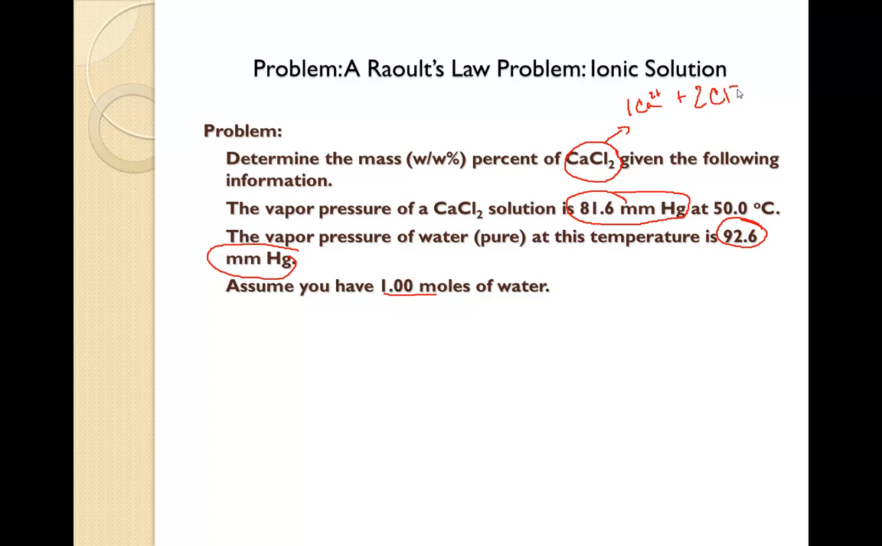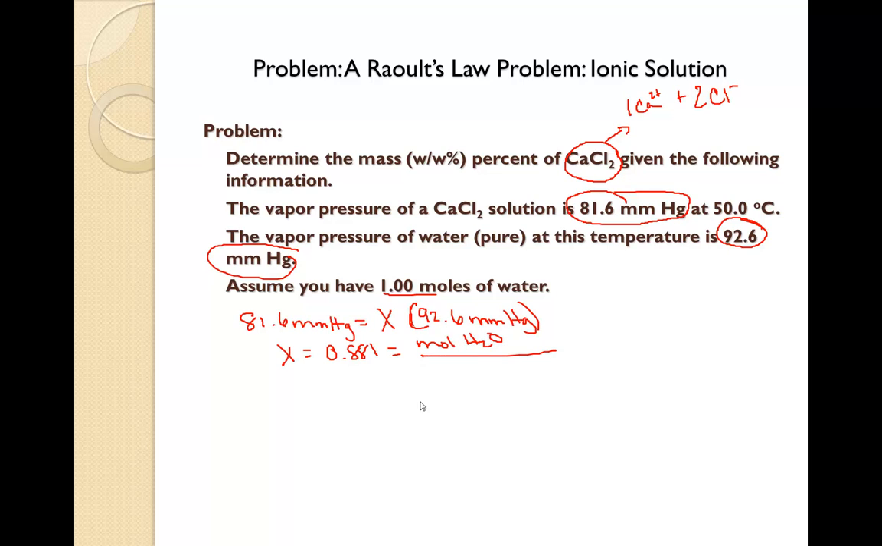So when we're trying to determine what's going on here, first thing we want to do is figure out our mole fraction. So we have the vapor pressure of the solution is 81.6. We don't know what our mole fraction is. That's what we need to figure out. 92.6 is pure water. First thing we want to do is divide that out. Divide both sides by 92.6, and it comes out to be 0.881.